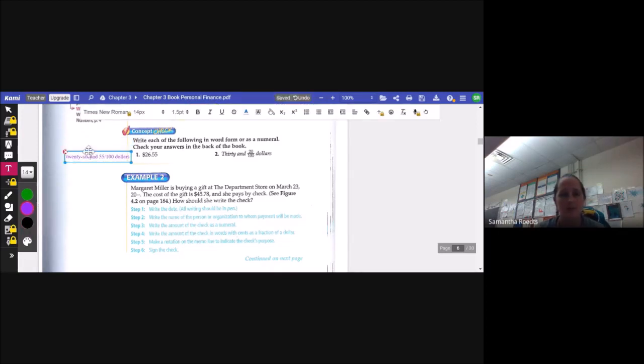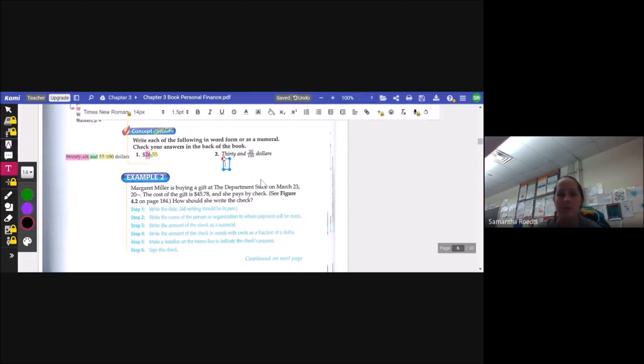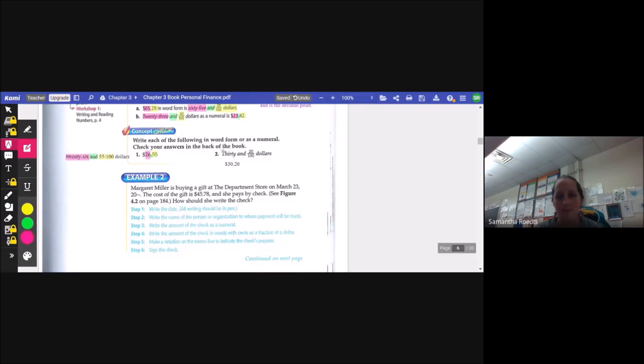So again, looking at this, "and" represents the decimal point. 55 over 100 represents the 55 cents. And 26 represents the $26. For number 2, I have 30 and 20 over 100. So that's $30.20. Again, I did the same thing. 30 represents this 30 right here, "and" represents the decimal point, and 20 over 100 represents the cents.